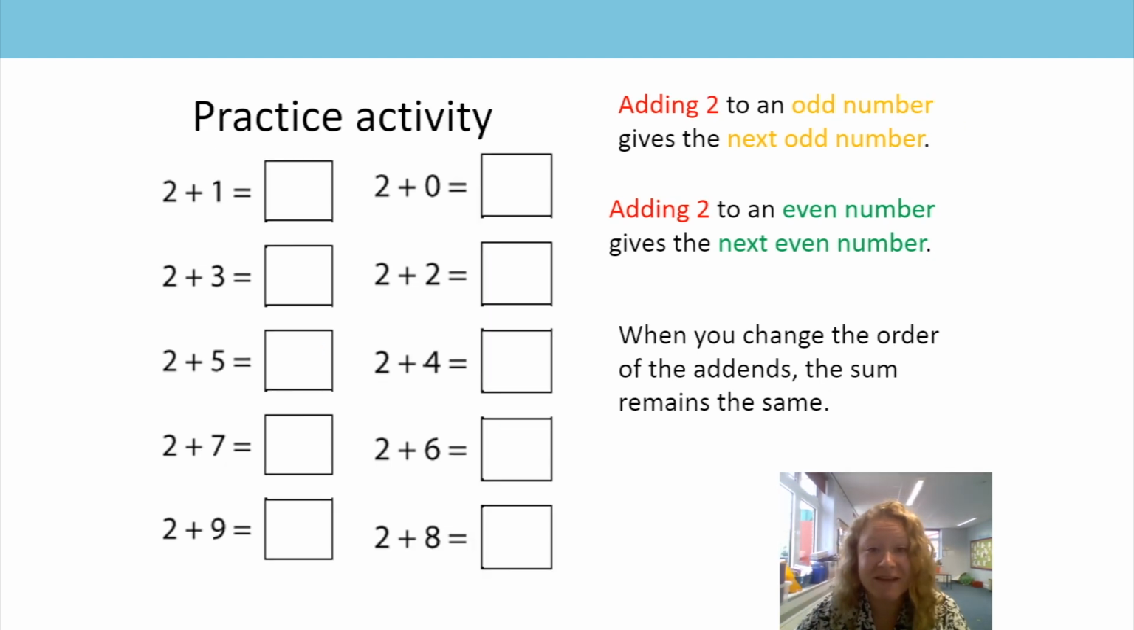So it's time for me to leave you with your practice activity for today. Okay, and just like the page before, you've got 2 lists of sums. Okay, 2 lists of equations with a number missing. The sum is missing. So these are the 3 things you're going to have to remember. Adding 2 to an odd number gives you an odd number. Adding 2 to an even number gives you the next even number. But this is the one that I need you to remember because we haven't done this yet. This is the extra bit of challenge.